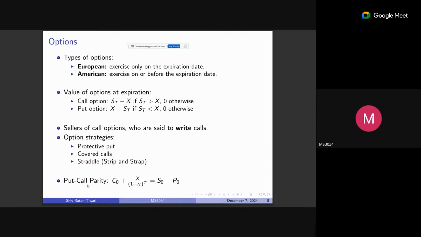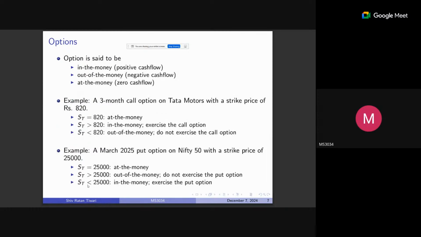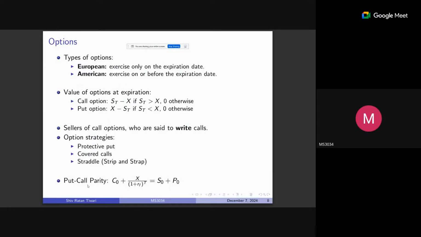Next, there are two popular types of options, and this definition is based on how to exercise them. One is European and another is American. European options are the ones which can only be exercised on the expiration date. So there will be a specific date, for example 19th March 2025. This European option can only be exercised on that particular date.